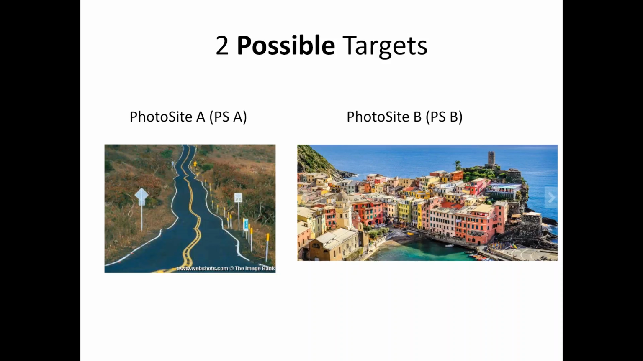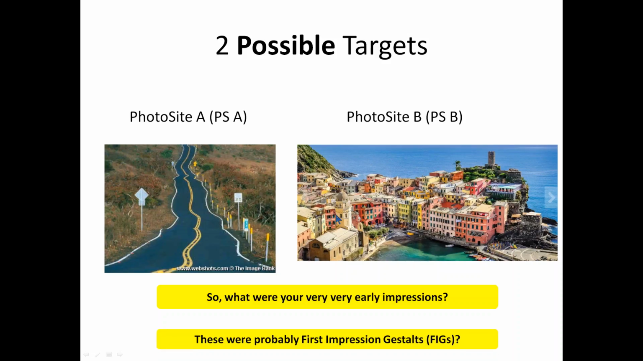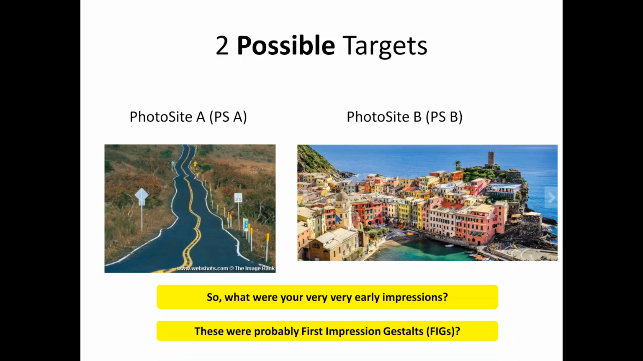This happens to be a good example of why someone like Joe would say 50% of the weighting ought to be right here in the gestalts, because that's a pretty good indication of whether or not you are in fact on target. So, we've discussed your early impressions. Hopefully you now got the idea of what these FIGs are, first impression gestalts. And that's indeed what you saw.